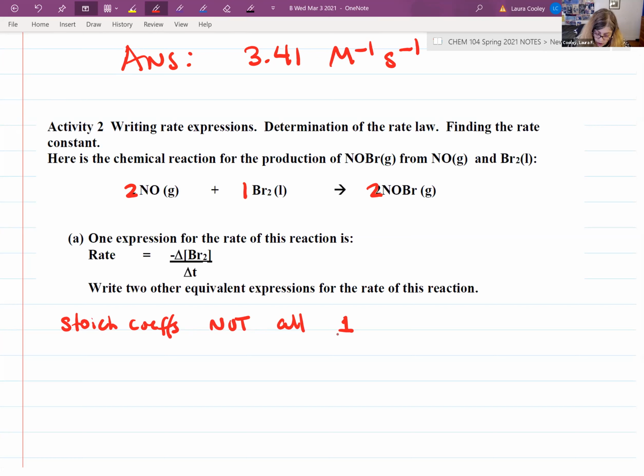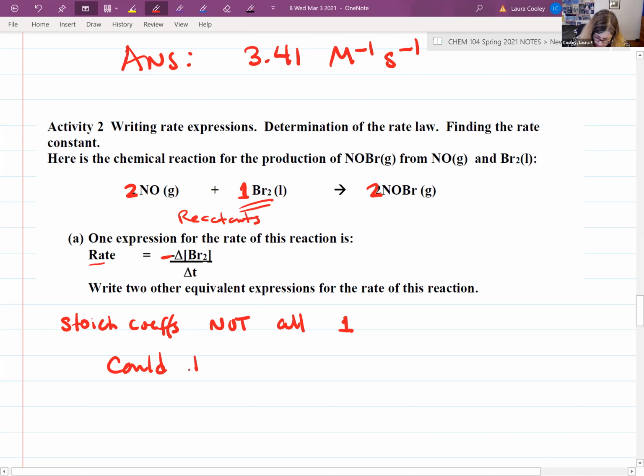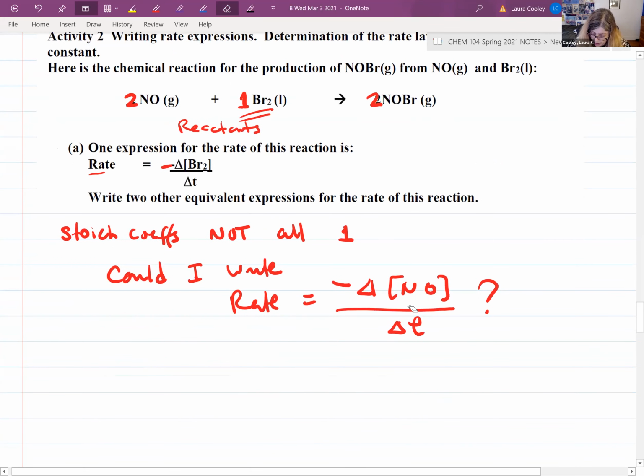So this here has a 1. So the rate can be written as the negative, because it's a reactant, remember. The reactants always get a negative sign in front of them. Change in Br2 concentration over time. Could I write that the rate equals the negative of the change in NO concentration over time? Would that be correct? If it's equal to this, can it equal this? And you have to think about these coefficients here.